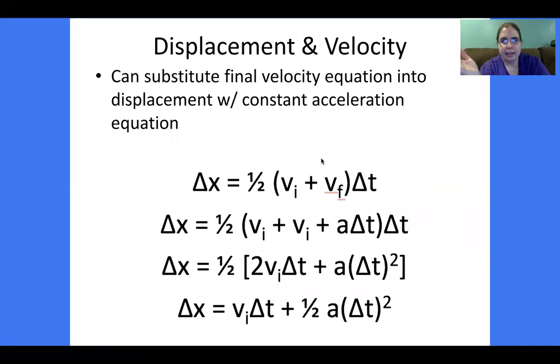Let's combine those two equations together. We can substitute that final velocity equation into the displacement with constant acceleration. Here's the displacement equation: delta x equals 1/2 times VI plus VF times delta t. What we're going to do is take the equation we just looked at, VF equals VI plus A times T, and plug it in for VF. Then we reduce it and we get this equation for the change in displacement: delta x equals VI times T plus 1/2 times A times T squared.